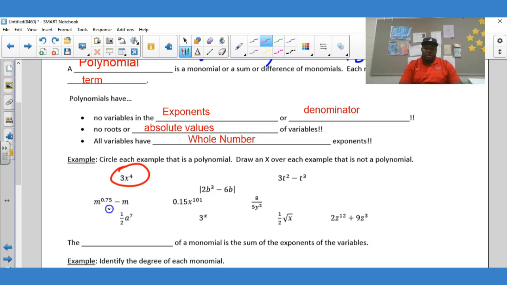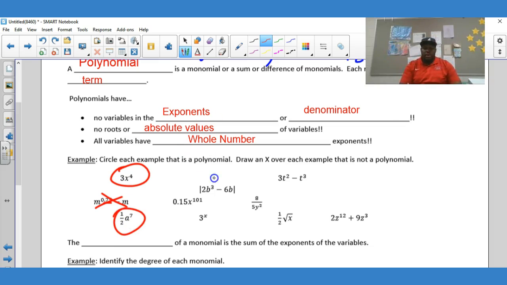Now this one right here, see how this is 0.75? Remember, all variables have whole number exponents. Well, this is 0.75, that's not a whole number. So guys, this is not a polynomial. Right here, I got 1/2 a to the 7th. 1/2, that's a number, that's fine. A to the 7th, the variable is fine with the whole number exponent. So this is a polynomial.